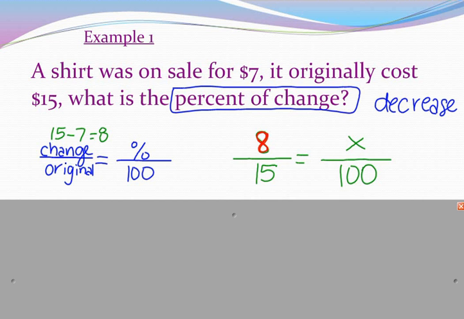To finish this problem, since we found the change, we've set it up, we want to cross multiply 8 times 100 and then divide by 15, and we end up with 53.3 repeating percent. We're going to round that to 53%. X equals 53%. And that's a percent decrease. We found that out in the beginning.